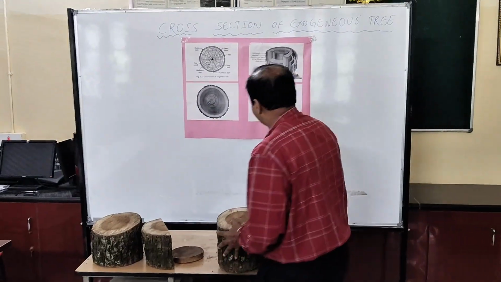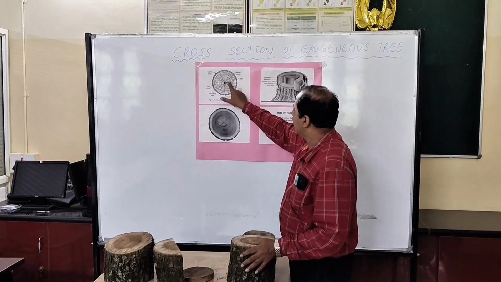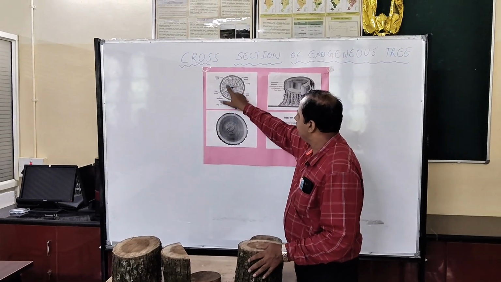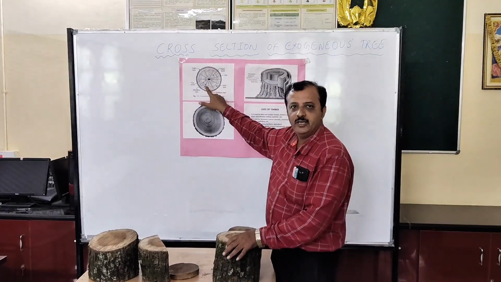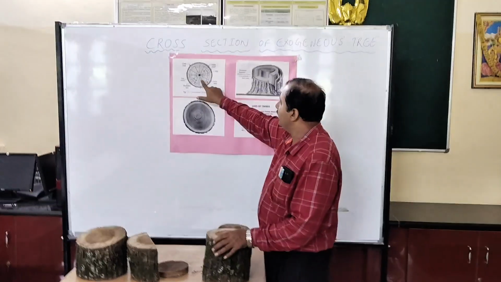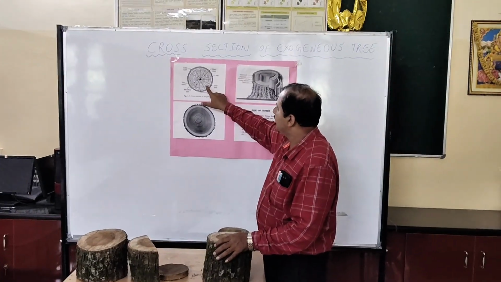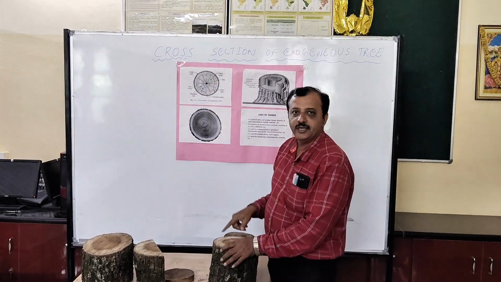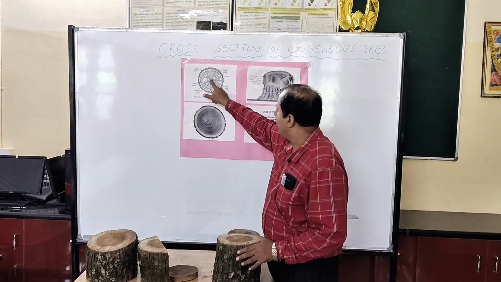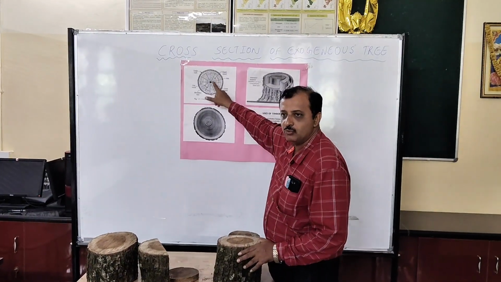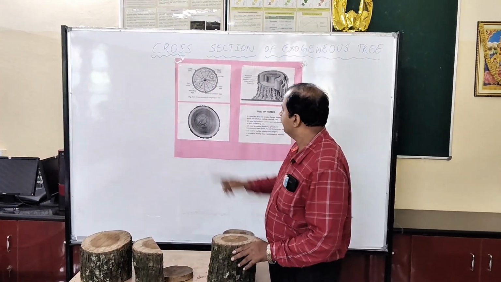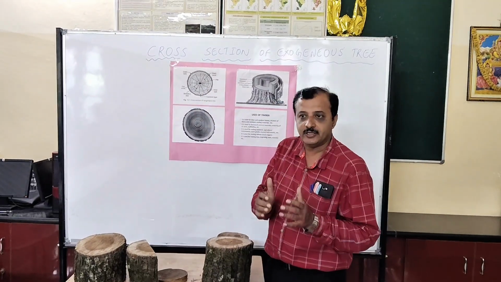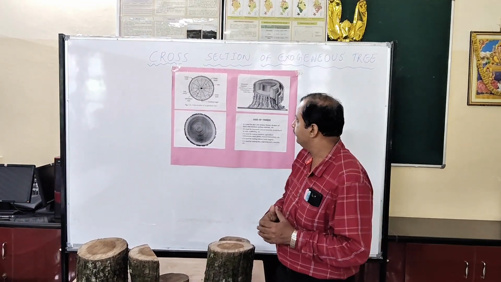And these are the annular rings. These annular rings are formed annually, every year, and the count of the number of annular rings gives the age of the tree, because these annular rings are formed every year during the growth of the tree.